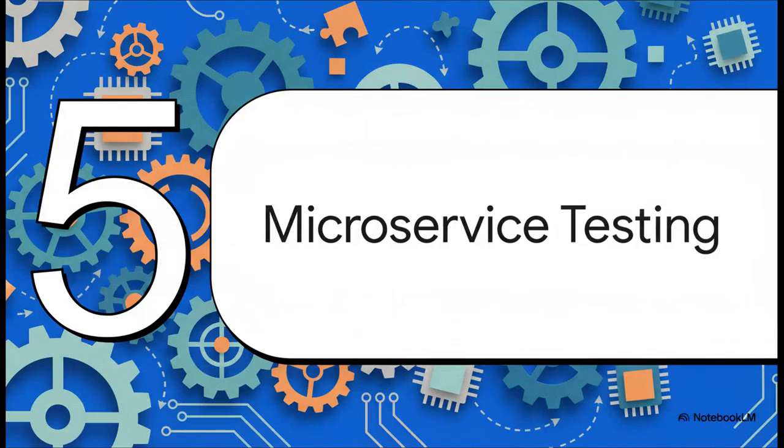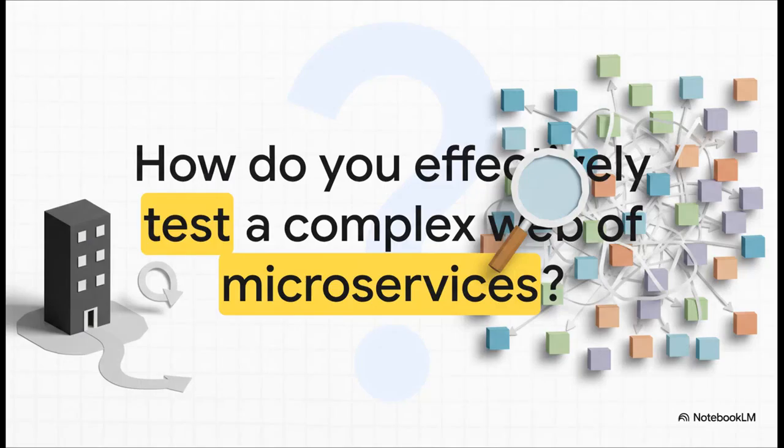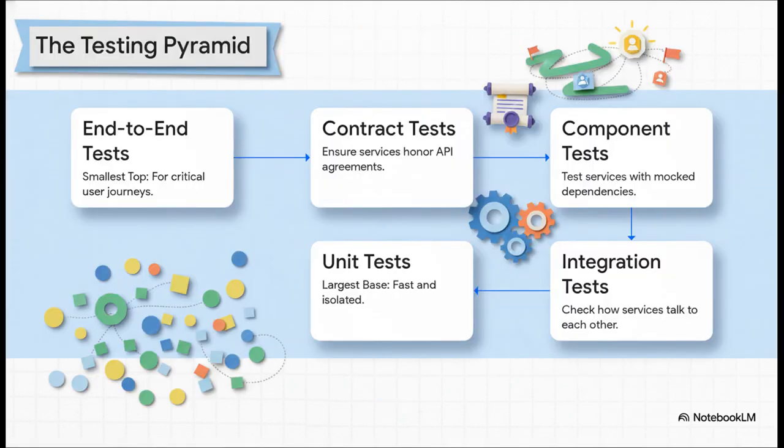All right, we've reached the final challenge, and trust me, it's a big one. How do we actually guarantee that a system made up of dozens of tiny moving parts actually works reliably? With a monolith, you can kind of just spin up the whole application on your machine and run some tests. But you can't do that with 50 different microservices. So the interviewer wants to know your strategy. How are you going to ensure quality without getting bogged down in tests that are slow, brittle, and take forever to run? The standard answer, and it's standard for a very good reason, is the testing pyramid.